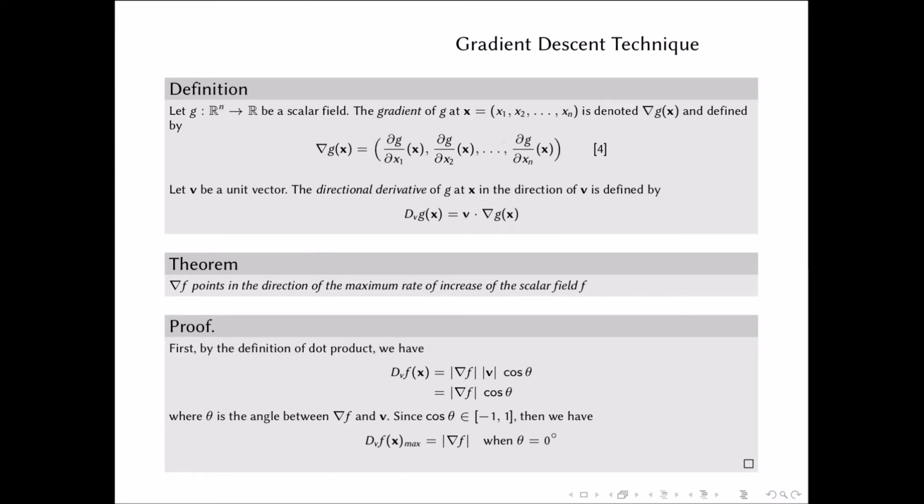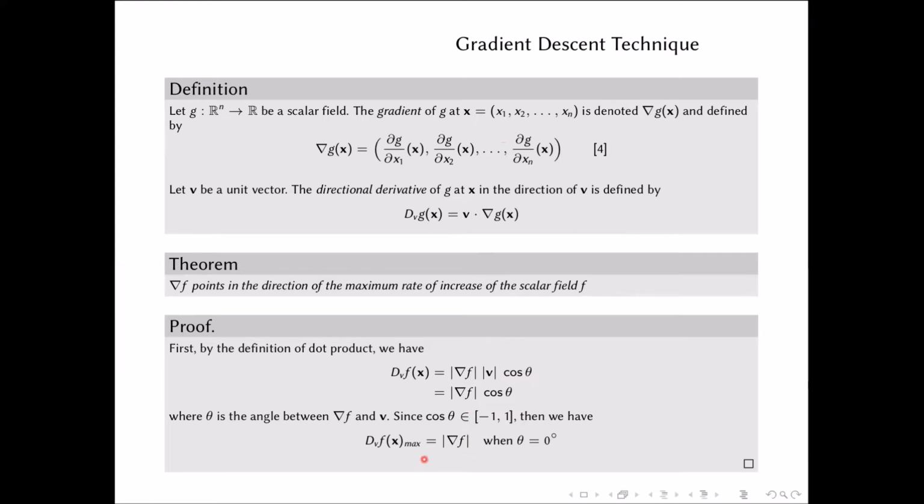Here's a quick proof. By the definition of the dot product, we can write this dot product as the magnitude of gradient F times the magnitude of V times cosine theta. Because V is a unit vector, its magnitude is 1. So it becomes the magnitude of gradient F times cosine theta, and theta is the angle between gradient F and V. Since cosine theta is between -1 and 1, when theta is equal to 0, cosine theta is equal to 1. So we have our maximum value.